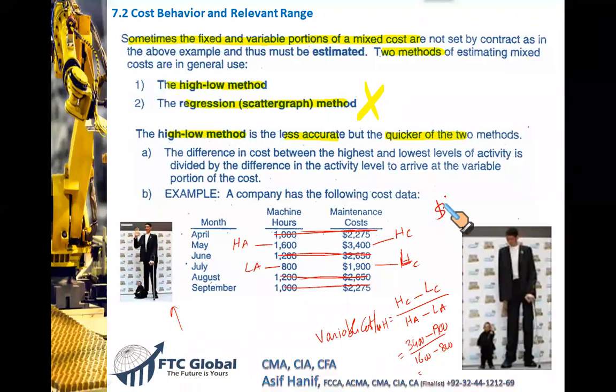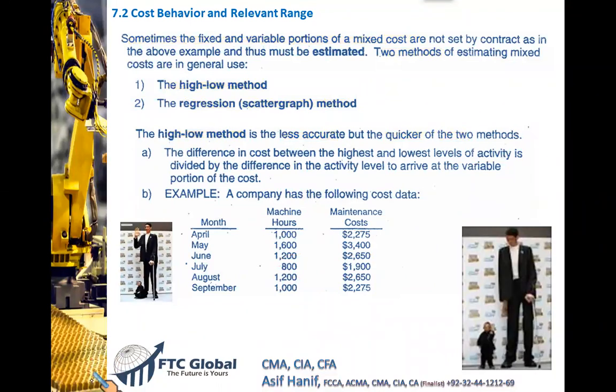You will get $1.875. This is your variable cost per machine hour. Machine hour is the base. You may have labor hour as your base. You may have number of units as your base. So you can have anything depending upon the question's information, right? So this 1.875 is the variable cost per machine hour because this is the activity base in this question. Now, the first part is calculated. Variable cost is 1.875 per machine hour. Now we have to find the fixed cost. And please remember, we will only be using the highest and the lowest activity and no other pair, just the highest and the lowest.